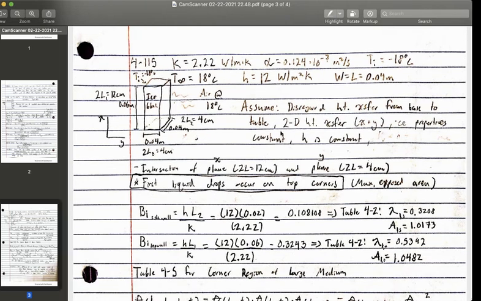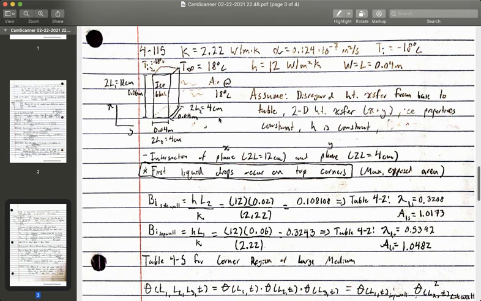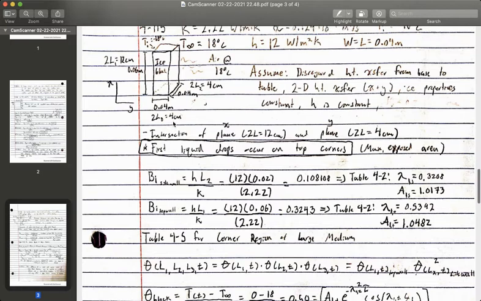The next problem is about a block of ice. It wants to know when the block of ice will begin to melt, and it wants us to solve the problem using the analytical one-term approximation method. So we set up our coordinate system. We're going to assume we can disregard any heat transfer from the base of the table into the ice, where we know this is two-dimensional. We're assuming the ice properties and the convective heat transfer coefficient are constant.